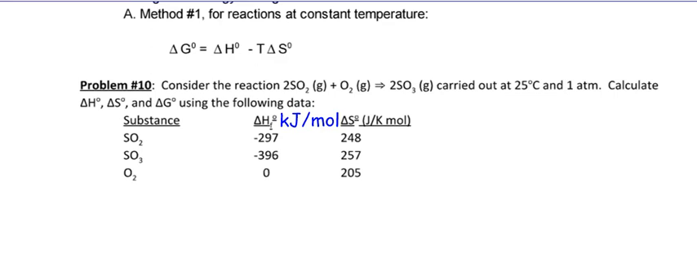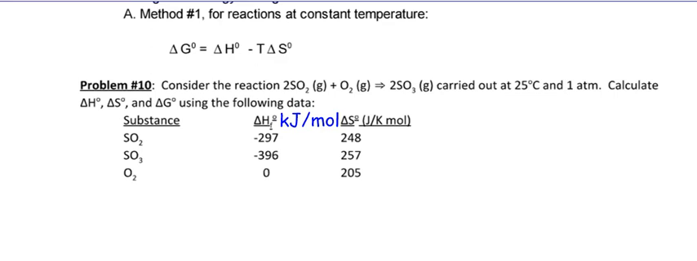You have the reaction, 2 sulfur dioxide gas with oxygen gas makes 2 sulfur trioxide, carried out at 25 degrees and 1 atm. Notice that they're gases at 1 atm and at 25 degrees. Calculate the delta H, delta S, and delta G. Notice they all have those little naught signs, using the following data. So there's your substance, there's your delta H of formation. Notice that I left off the units, kilojoules per mole, by the way. And then there's your delta S naught, in joules per Kelvin mole. So these are the numbers that you look up.